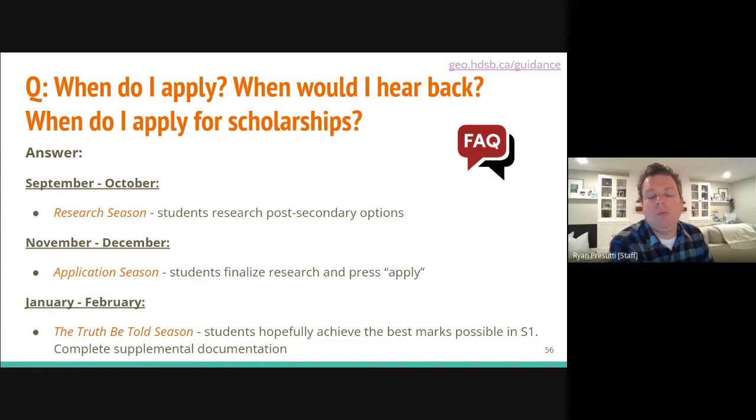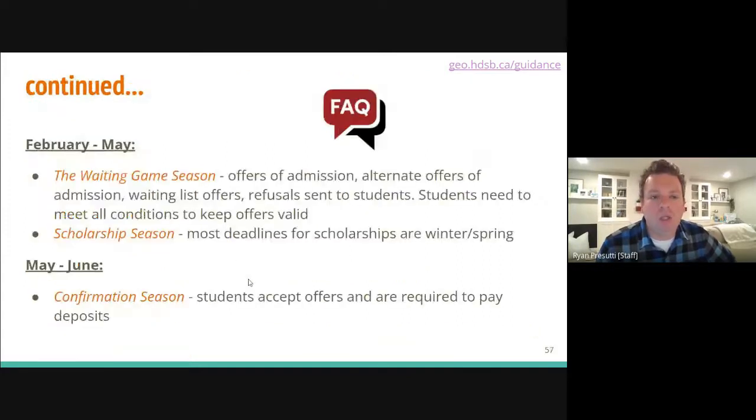So we call the January and February months the truth be told season. This is when your student hopefully achieves the best marks completely possible in their semester one. Sometimes we do have students that are so hyper-focused on their admissions, asking, do you think that I can get a good mark in this? And do you think that I can get into this program? And they're so focused on that they are less focused on the actual academics of what's happening in their class and handing in their work and doing the best on their assignments and on their tests. So what we say is, hopefully in January and February, you've achieved the best marks possible, and then you can start to work on your supplemental documentation.